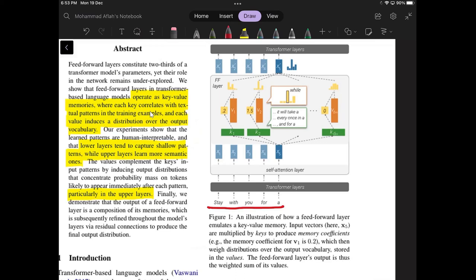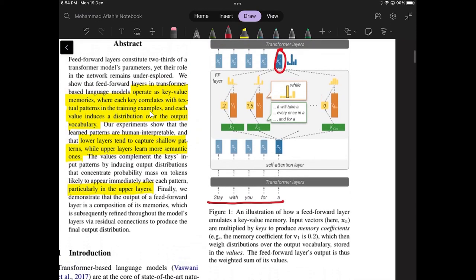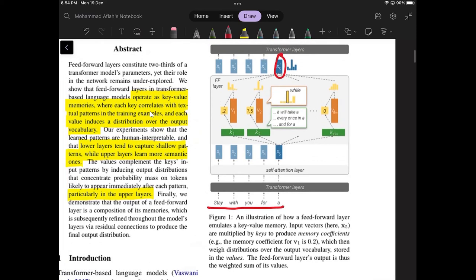This goes into the network. You get a bunch of keys. You get some weights. These weights are multiplied by the values, and then you get a distribution of some sort, which I guess is the distribution we were talking about. And then all of that comes together to get your final output token. So, an illustration of how a feed-forward layer emulates a key-value memory.